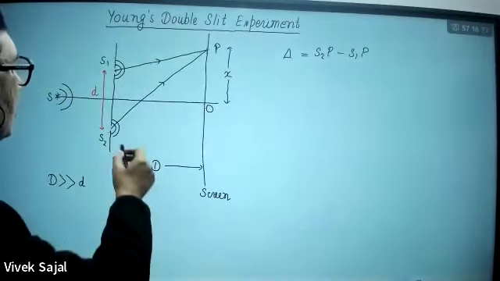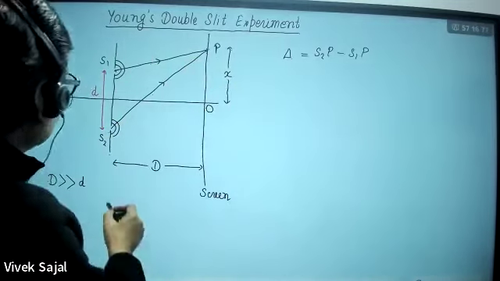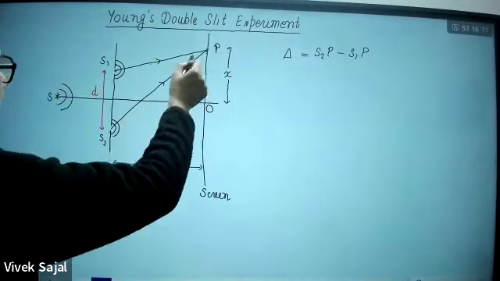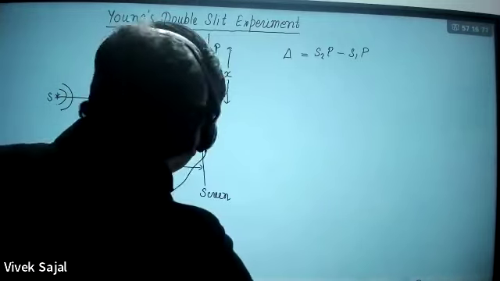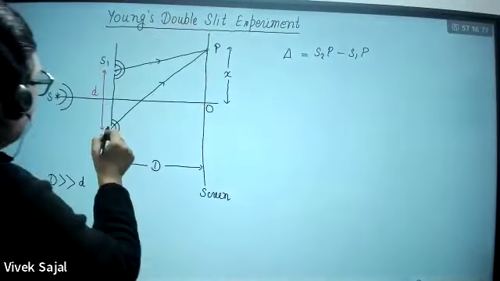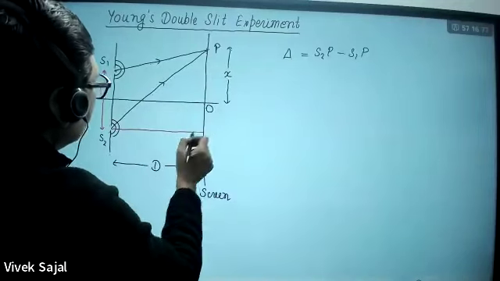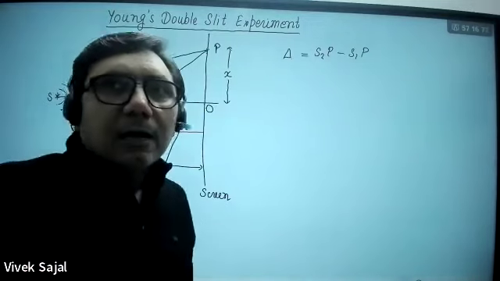So at point P, this will be the path difference. What will be S2P? Try to understand what S2P is. This is S2P. So if I draw a perpendicular like this, can you please tell that once more? Okay, you can write, please.